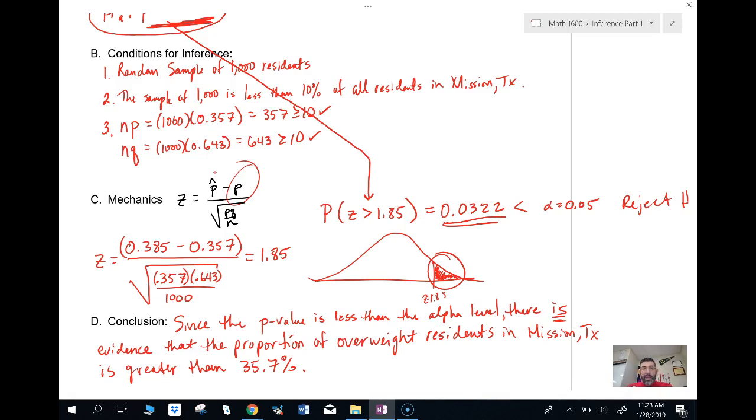So what we're really saying is that my sample is so rare compared to the null hypothesis that the null hypothesis can't possibly be true. Because if it were true, I would only see results similar to my sample happen 3% of the time.